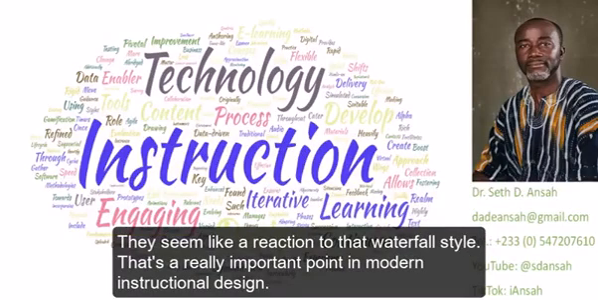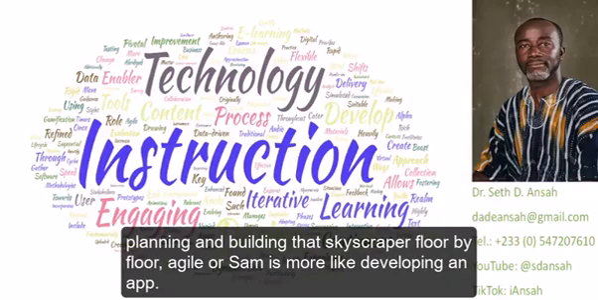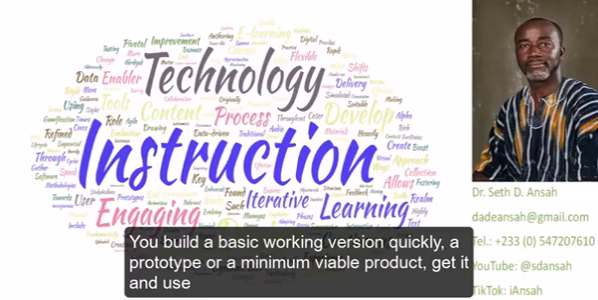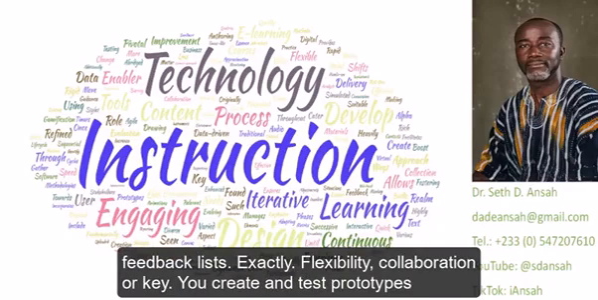That's a really important point in modern instructional design. Agile methods like SAM, the successive approximation model, offer a different rhythm. If ADDIE is like carefully planning and building a skyscraper floor by floor, Agile or SAM is more like developing an app. You build a basic working version quickly, a prototype or a minimum viable product, get it into users' hands, get feedback, and then rapidly iterate, improve, and add features in short cycles. So much faster feedback loops.